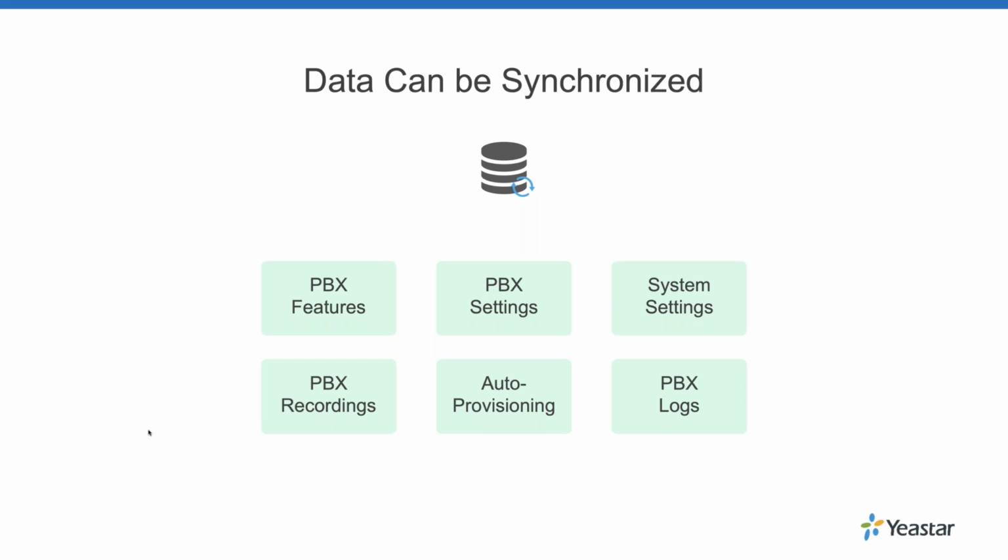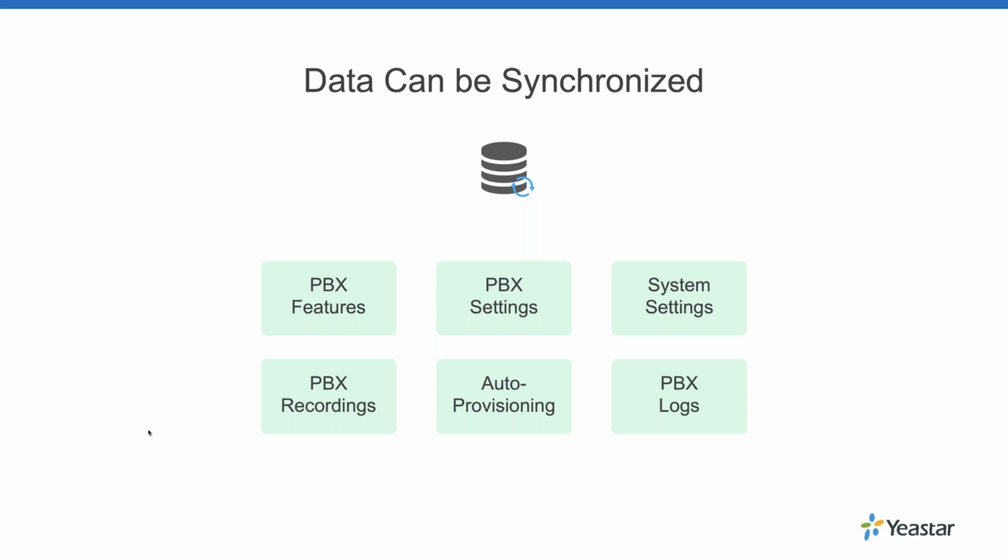Like if I create a bunch of extensions on the primary system, they will be synchronized on the secondary system as well. So you don't have to create a bunch of extensions again. You can just keep it alive. All of your IP phones will be moved from the primary system to the secondary system automatically. And even system settings, like date and time, system prompt, will also be synchronized.